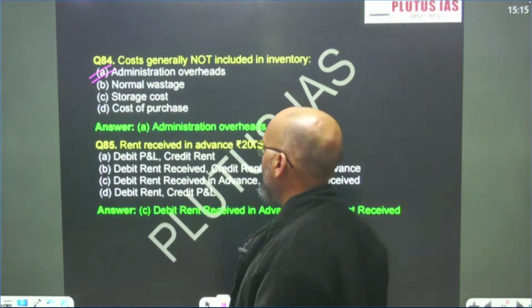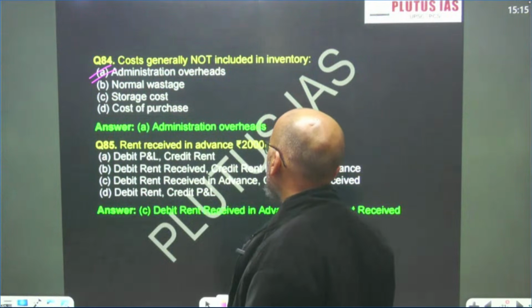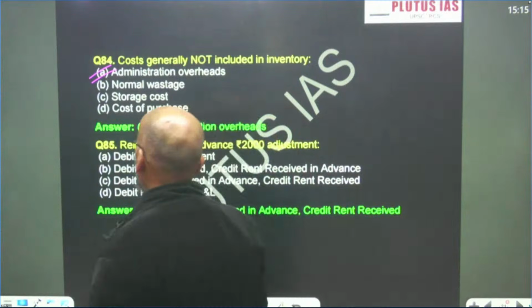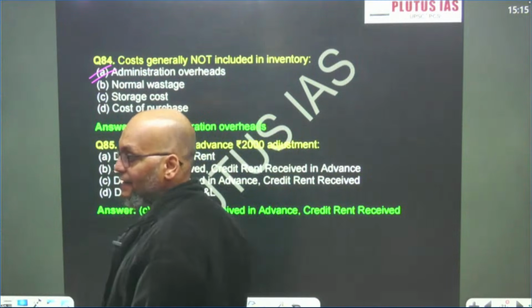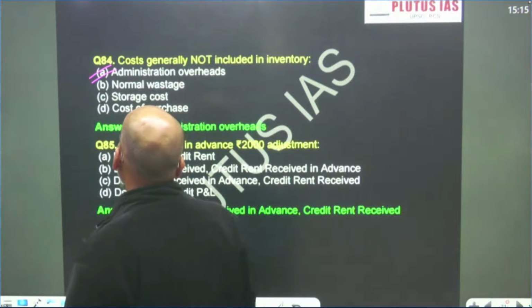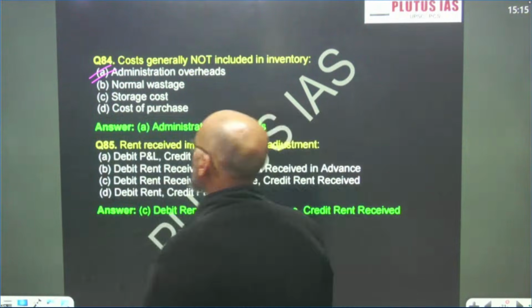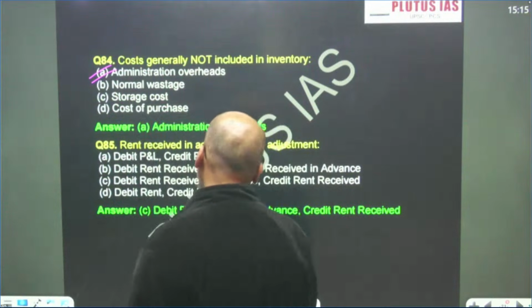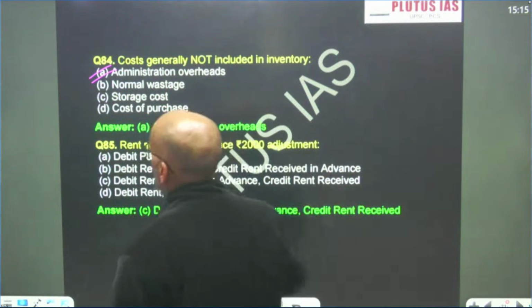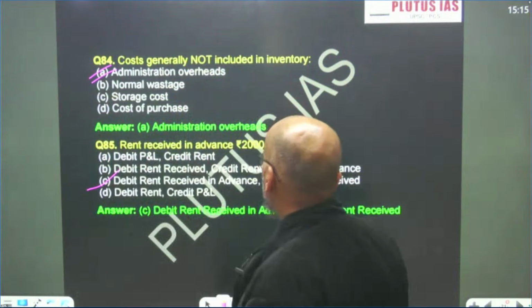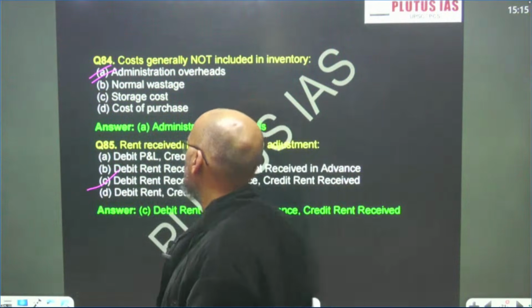Question 85. Rent received in advance, rupees 2000, adjustment. It is debit P&L, credit rent, accounting they are talking of. Debit rent received, credit rent received in advance. C, debit rent received in advance minus credit rent received. And debit rent received in advance, credit rent received. This is the correct option.